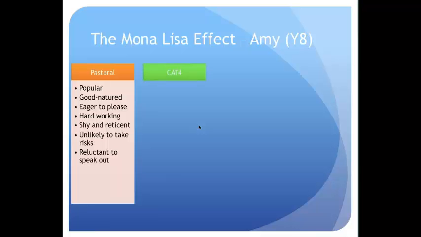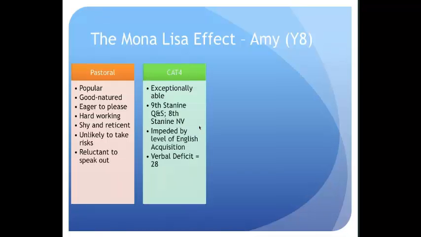We know her aptitude. We know that Amy is exceptionally able. We know she's got a 9th Stanine score for quantitative and spatial. That's exceptionally high. And her non-verbal score is in the 8th Stanine. So 3 of her 4 battery scores are very, very high indeed. And we know that now. But we also know that she's got a verbal deficit of 28, and therefore she's massively impeded by her level of English language acquisition. And we know all that from the CAPS.